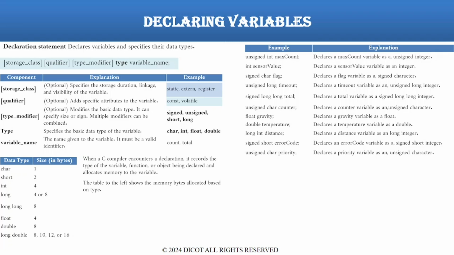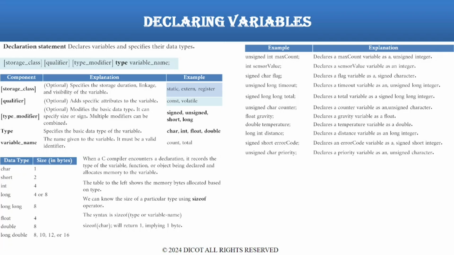We can know the size of a particular type using the sizeof operator. The syntax is sizeof followed by type or variable name in parentheses. Example, sizeof char will return 1, implying the memory allocated to a char is 1 byte.